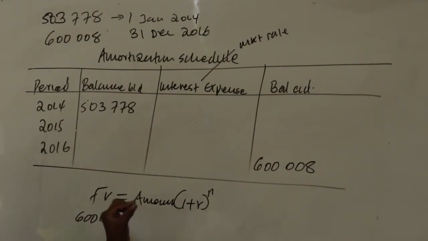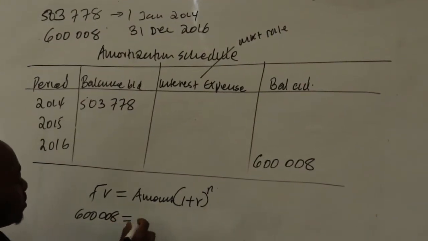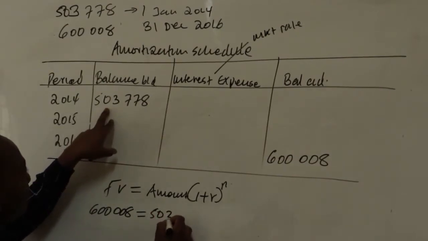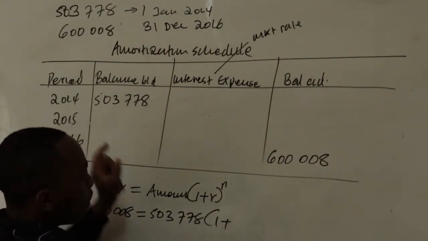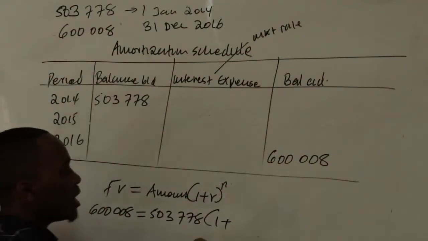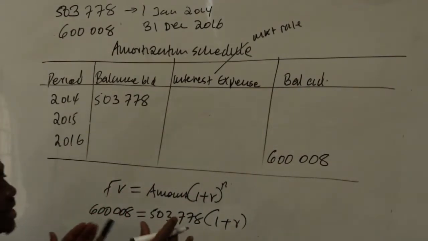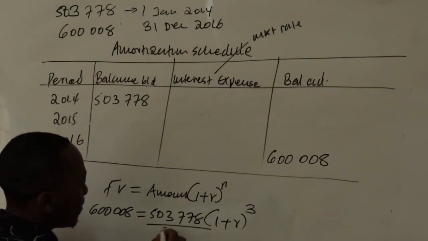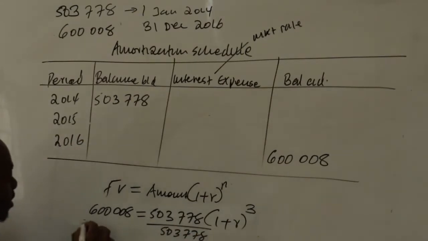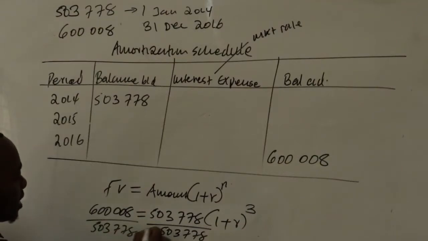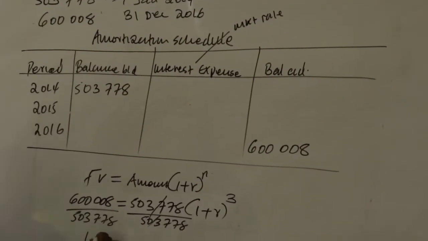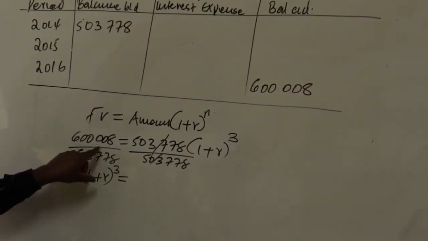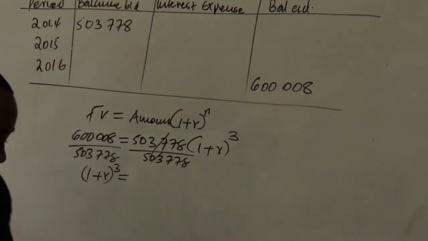My motive of using this is I want to determine the interest rate. It is equal to the current amount, which is 503,778, times 1 plus R. R is unknown, that's what we are looking for, but it will be after 3 years. So can you be able to get R? Yes. You divide both sides by 503,778. That one and that one goes. So 1 plus R raised to power 3 is equal to 608,008 divided by 503,778.